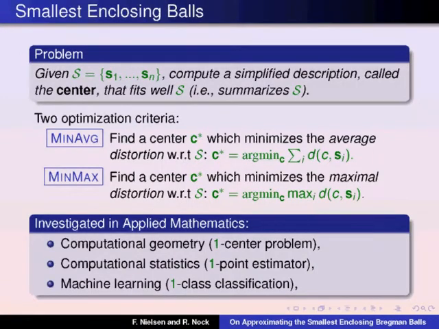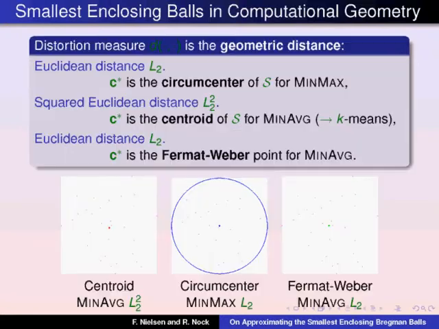Given a dataset S, we are asked to compute a simplified description called the center that fits S well. Depending on the optimization criteria, there are two ways to define the center. The mean average center is a point that minimizes the average distortion, and the min max center is a point that minimizes the maximal distortion. Those problems have been well investigated in applied mathematics.